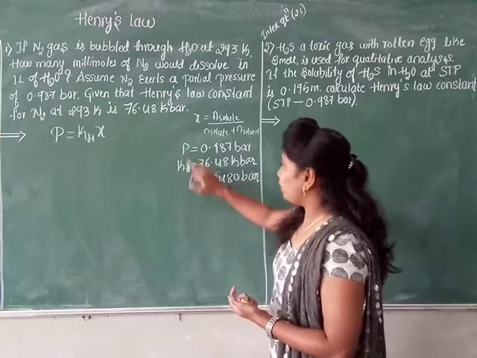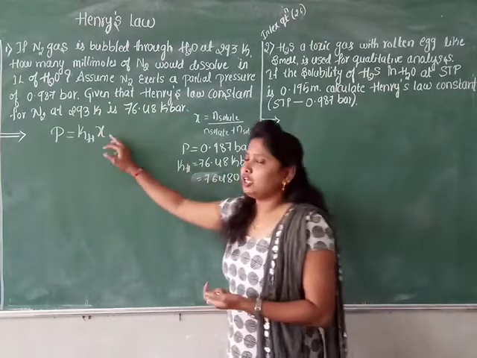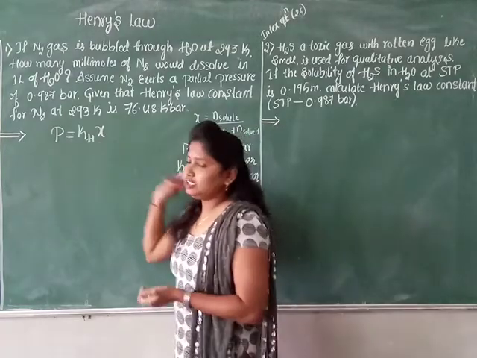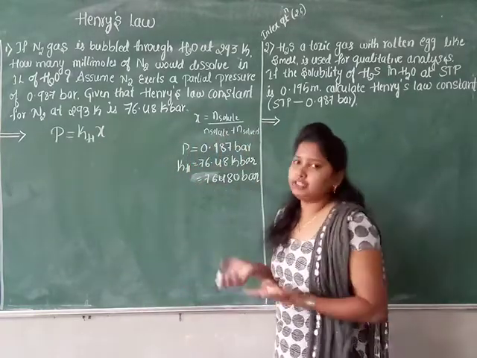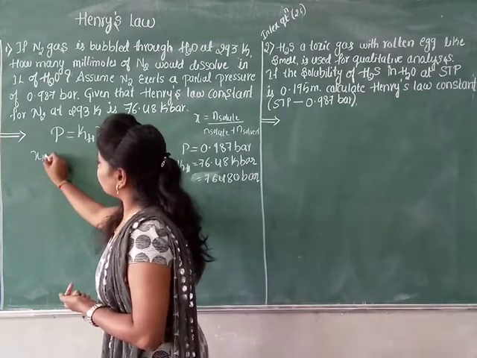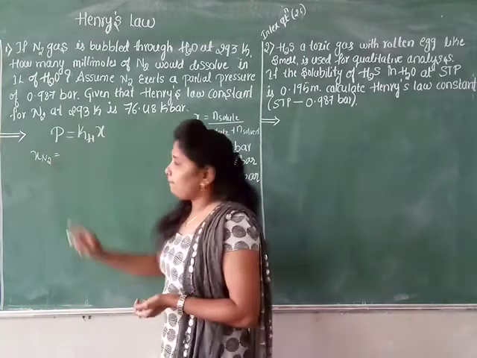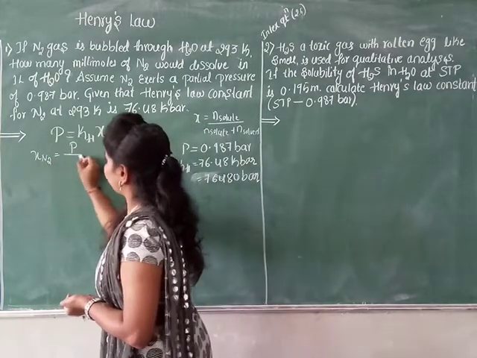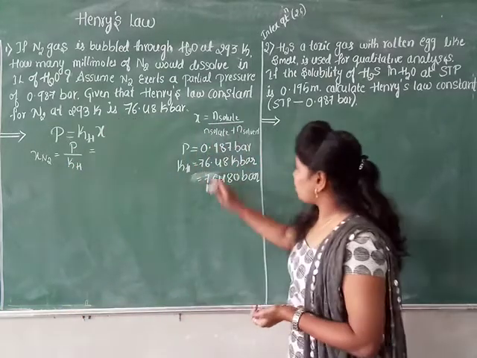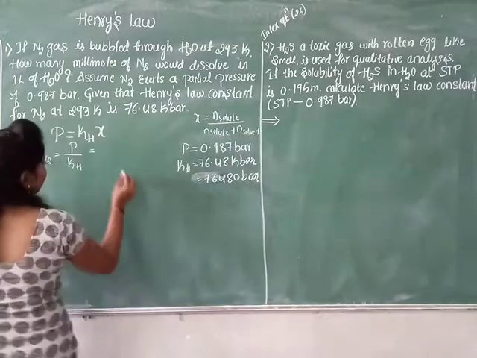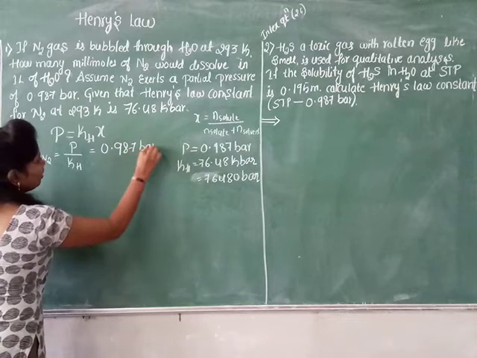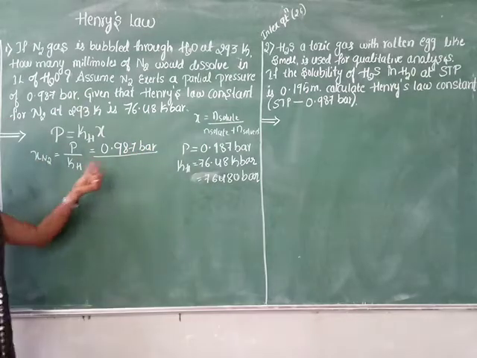Now we know the values of P and Kh, and we would like to calculate the mole fraction. Now put in the values of the partial pressure and the Henry's law constant. Therefore, the mole fraction of nitrogen gas, X, is equal to P divided by Kh. The partial vapor pressure is 0.987 bar, divided by Kh, which is how much?